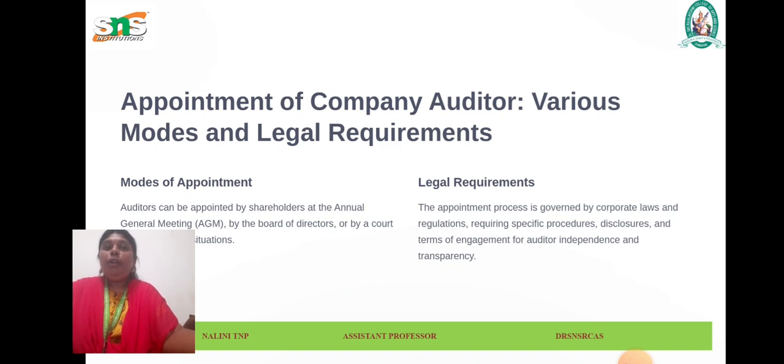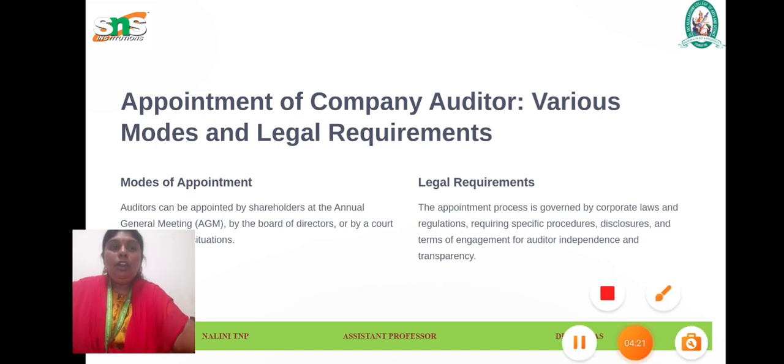Next comes the appointment of a company auditor. Various modes and legal requirements are there. The auditor can be appointed by shareholders at the annual general meeting, by the board of directors, or by the court as the situation demands. Legal requirements: the appointment process is governed by corporate laws and regulations, requiring specific procedure, disclosure, and terms of engagement for an auditor, independence and transparency.